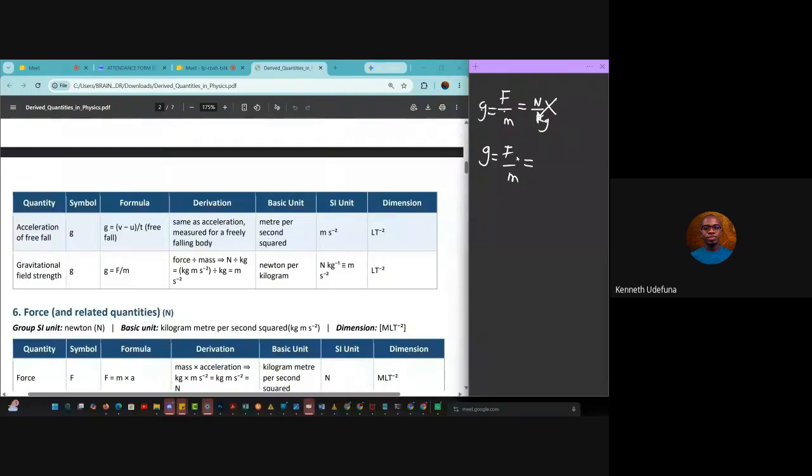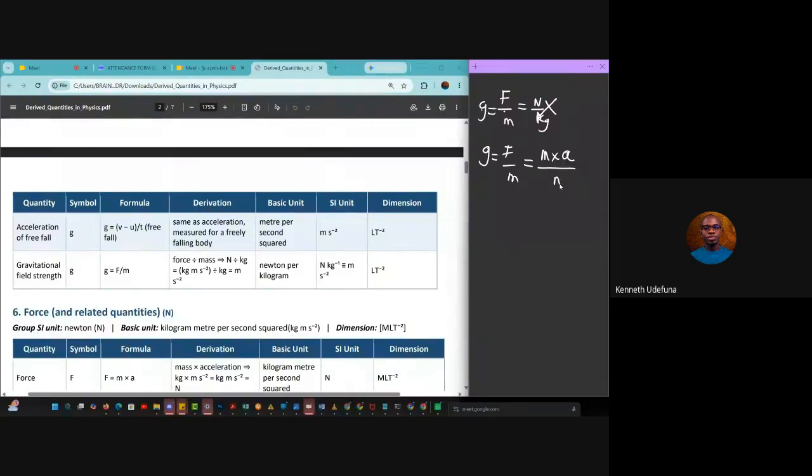Then I will now continue to break down this force into another formula, which is mass times acceleration. You can agree with me that another formula for force is what? Mass times acceleration. I keep breaking down the formula. So that's what I will do.